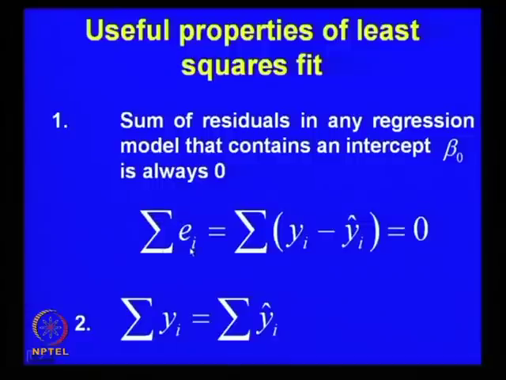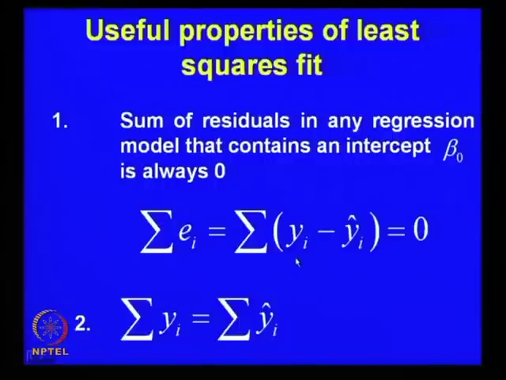So, the summation e_i is equal to 0, and the second property says that the sum of the observed values is equal to the sum of the fitted values y_i hat. This second property is a consequence of the first property. It is obtained from this one only.